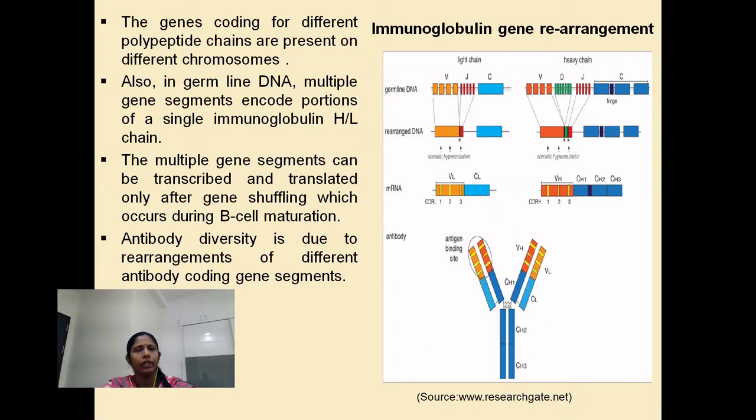The genes coding for different polypeptide chains of the immunoglobulin molecule are actually located on different chromosomes. After transcription and translation of these segments, the polypeptide chains are assembled to give rise to a functional immunoglobulin molecule. Also, in the germline DNA, multiple gene segments that encode portions of a single immunoglobulin, heavy or light chain, are present, which means, considering the light chain, there are several segments that can code for the variable region of the light chain. Similarly, there are several gene segments that can code for the J region of the light chain.